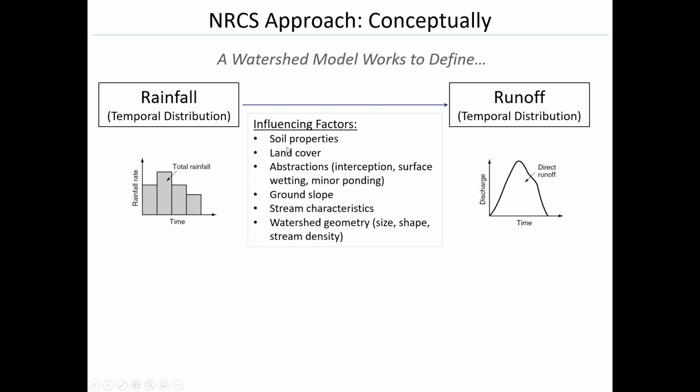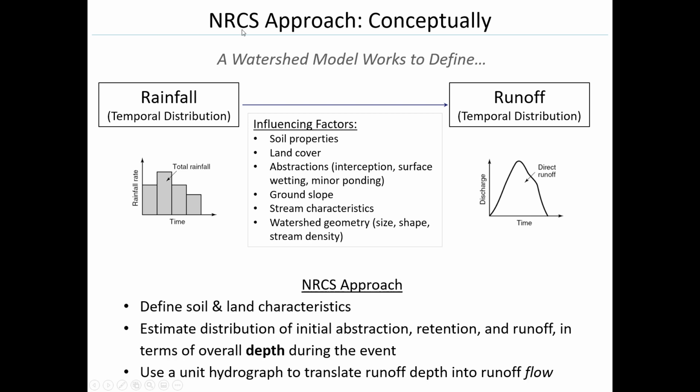And I'll show you a table today that illustrates how they try to account for it. There's a little bit of attention applied to abstractions, although the depth of sophistication in soil properties and land cover is much higher than what they're attempting to do with abstractions. But things like slope are accounted for, some of the stream characteristics and the shape of the watershed. All of these things can be accounted for in the NRCS approach.